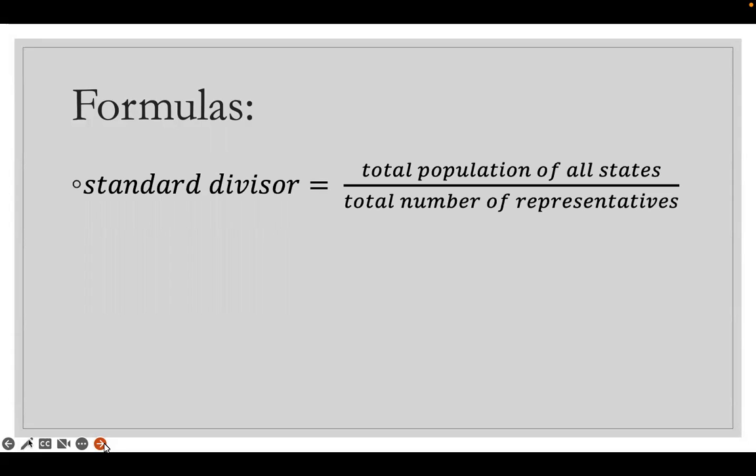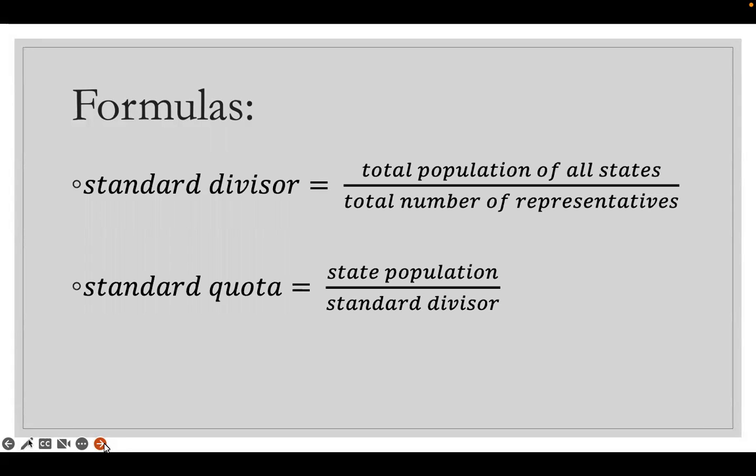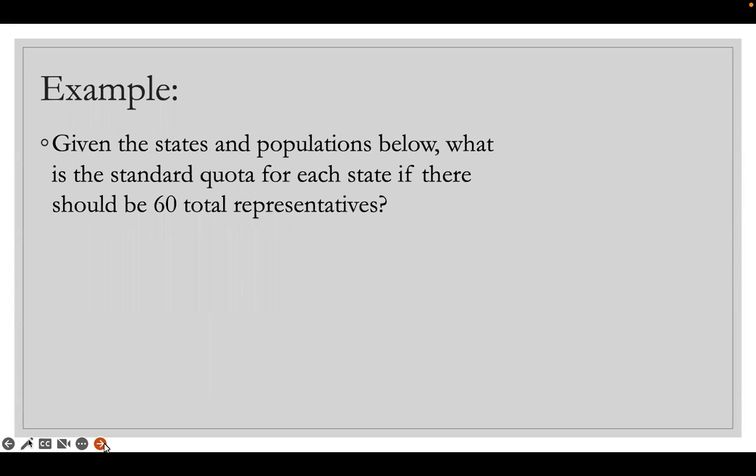That's the standard divisor. Then we're going to find the standard quota per state by taking a particular state's population and dividing by that standard divisor. So that'll give us approximately, right, the rough estimate on how many seats a particular state should receive. So let's do an example.